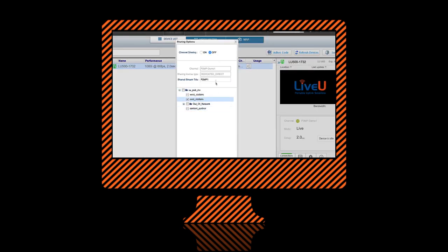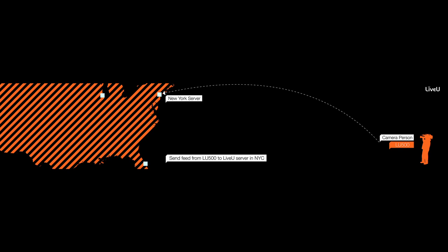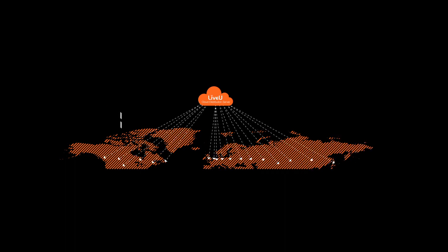With MultiPoint, you can either share a video feed directly from one LiveU server to a handful of other servers. For example, let's take a feed coming from an LU500 or LU200 into a New York LiveU server. The video can be redirected to Los Angeles, Chicago, or Miami directly from the original LiveU server. Or the LiveU unit in the field, as well as the receiving LiveU server, can send the feed to our cloud distribution server to go to up to 100 other destinations at the same time.